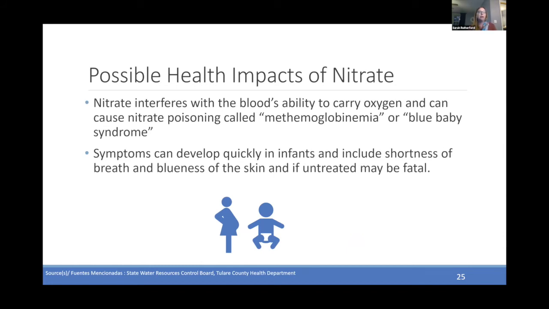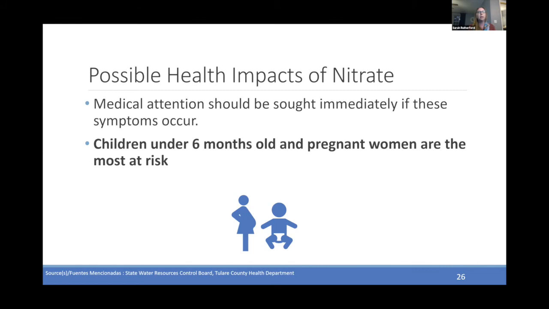So, possible health impacts of nitrate. Nitrate can interfere with your body's ability to carry oxygen in your blood and can cause nitrate poisoning called methemoglobinemia, which is really hard to say, so it's commonly referred to as blue baby syndrome. Symptoms can develop really quickly, especially in infants, and may include shortness of breath and blueness of the skin or lips. If left untreated, it may be fatal. If you see these symptoms, medical attention should be sought immediately. Infants, especially under 6 months old, and pregnant women are the most at risk.